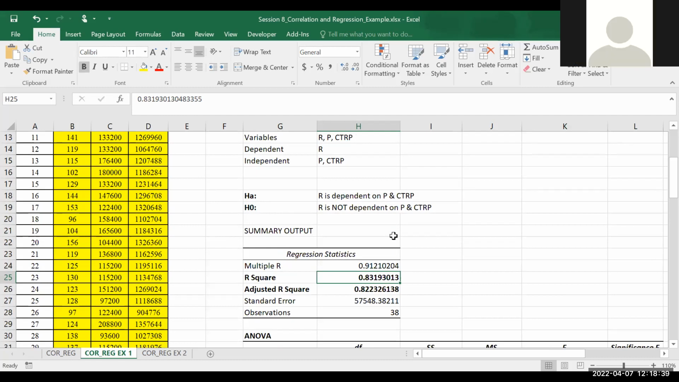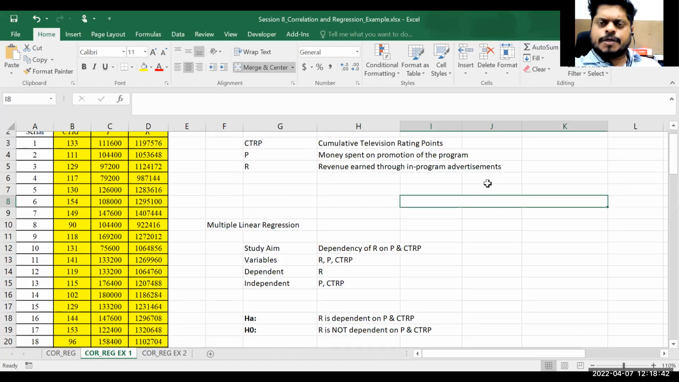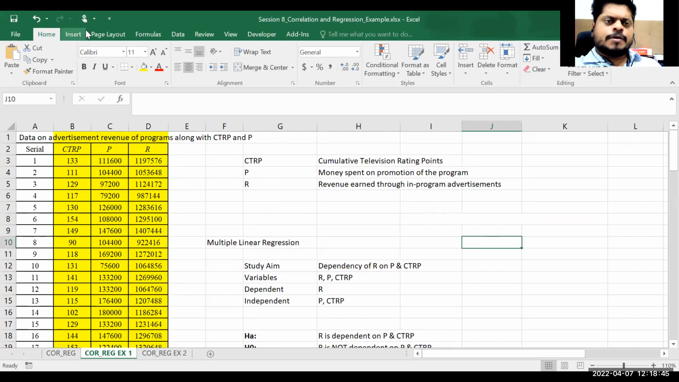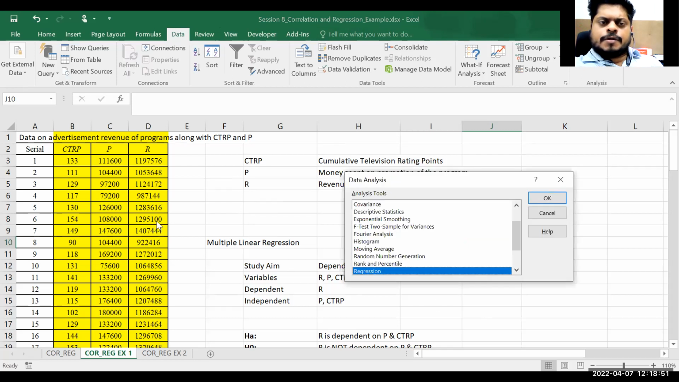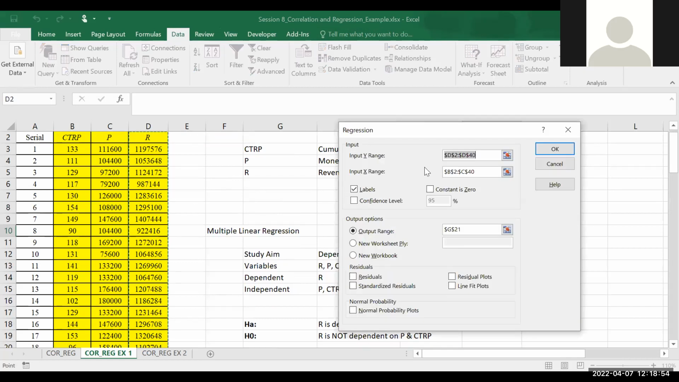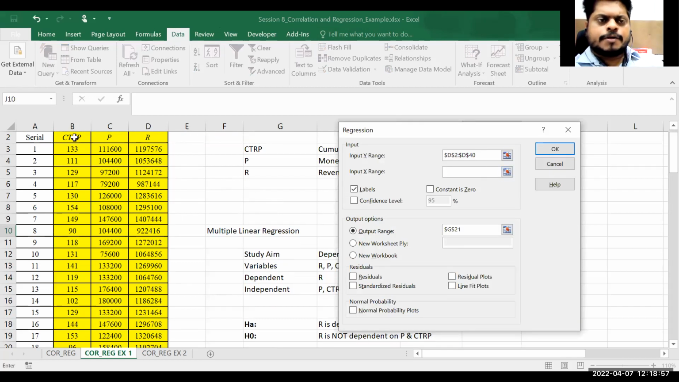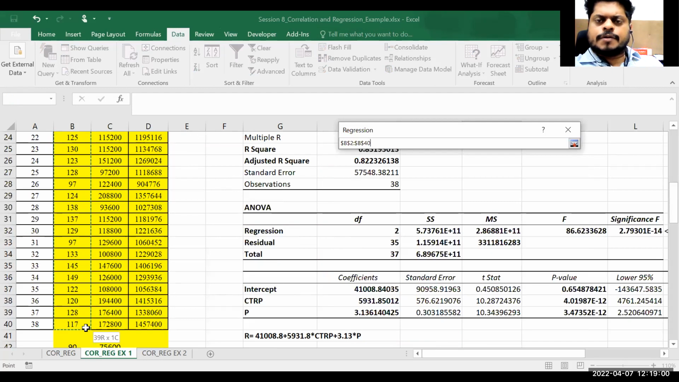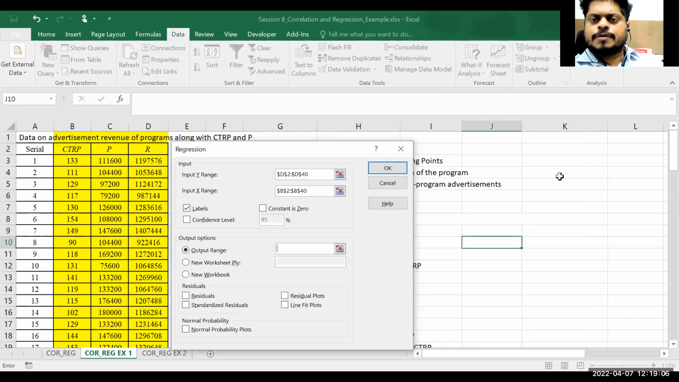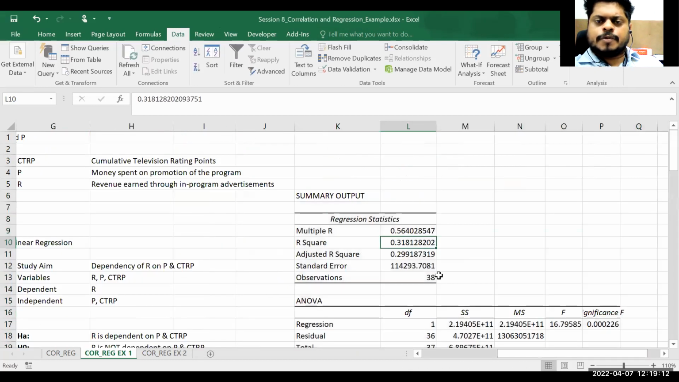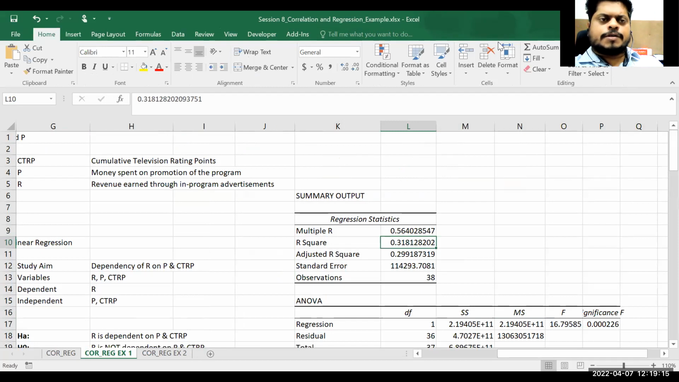Let us do that in Excel. Why think on ifs and buts? We just do the data analysis. Regression, I'm taking one variable. Input Y range is this. I'll take one variable only, let me take CTRP first. Labels are there. Then I'll put the output somewhere here. Okay, so I get an R square value of 0.31. Adjusted R square is 0.299, right?